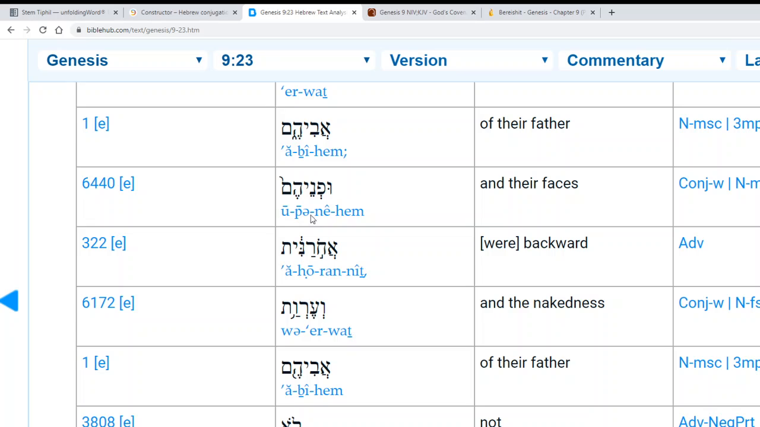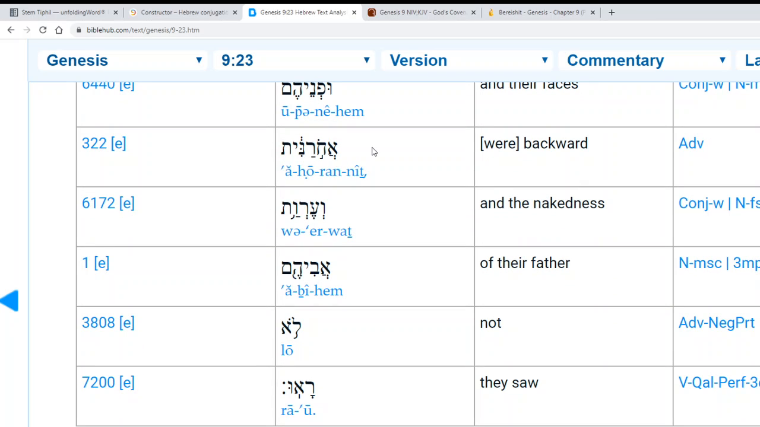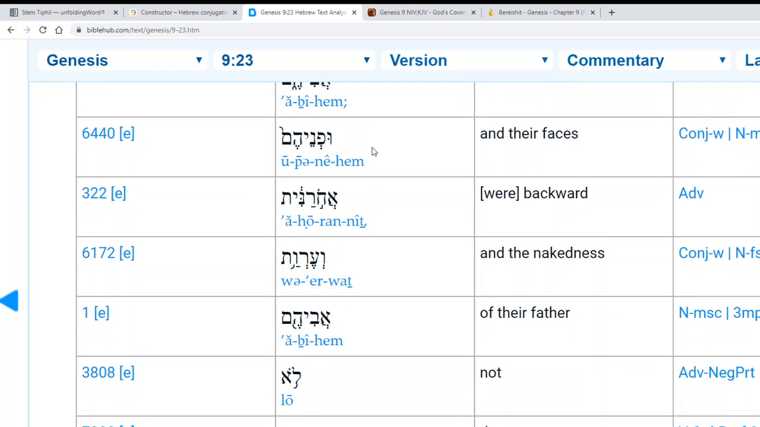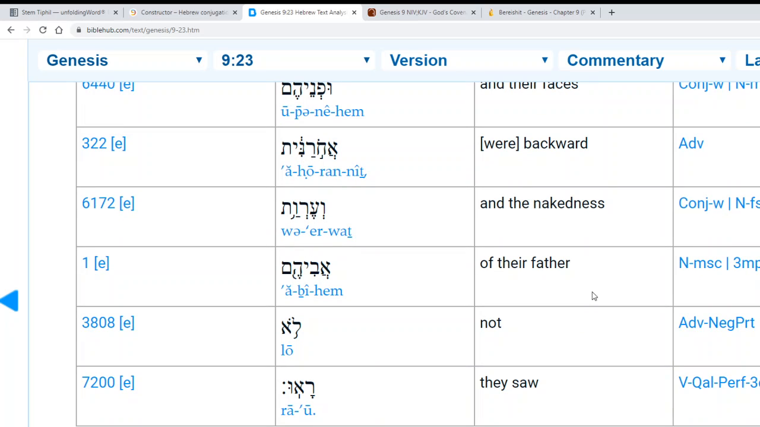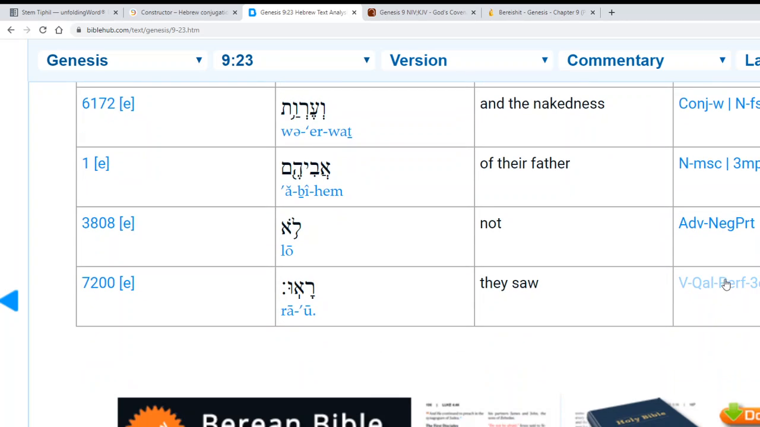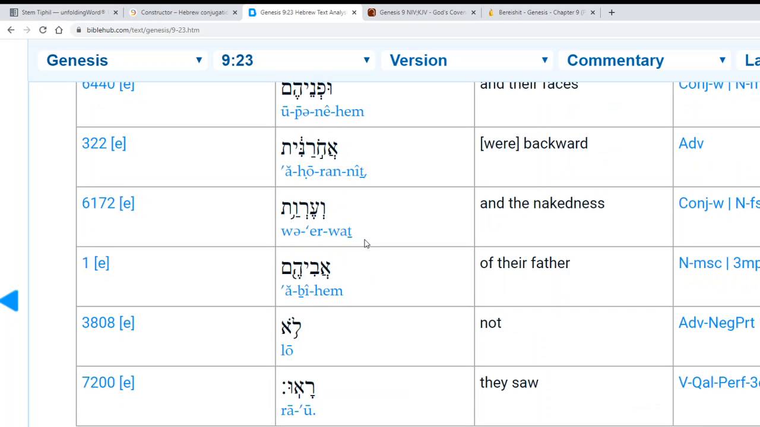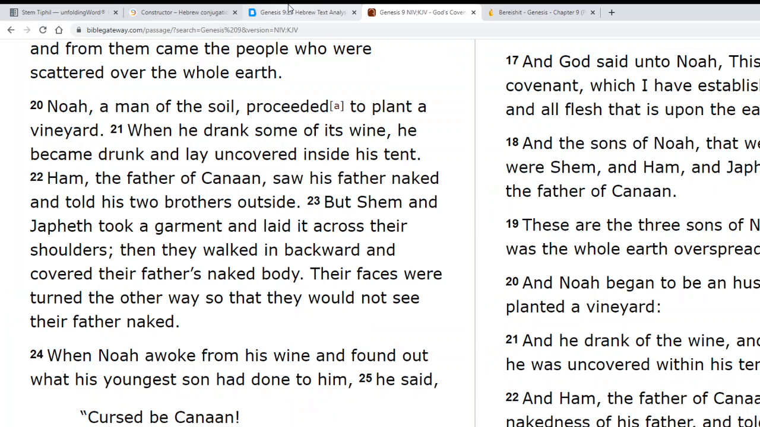Achoranit, and their faces, or how they were turned, right? I think I've mentioned pnei can also be to turn. Achoranit, and their faces were facing backwards, right? Ve'ervat avihem lo ra'u, right? So conjunctive vav, ervat avihem in the construct as we just had. Lo meaning not. Ra'u is the qal perfect of to see. And the hey absconds, of course, as it often does.